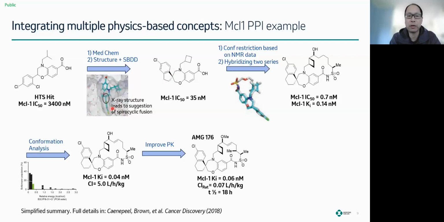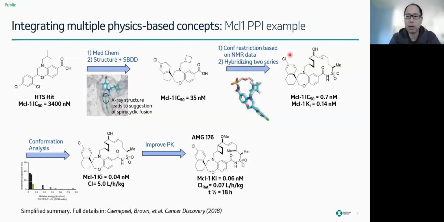We got to a point where we improved the potency quite a bit, by 100-fold. And then looking at the structure and looking at NMR data that shows that these two pieces were close to each other, we were able to link up the molecule using a variety of linkers, including the one shown here, that further improved potency and some of the properties as well.